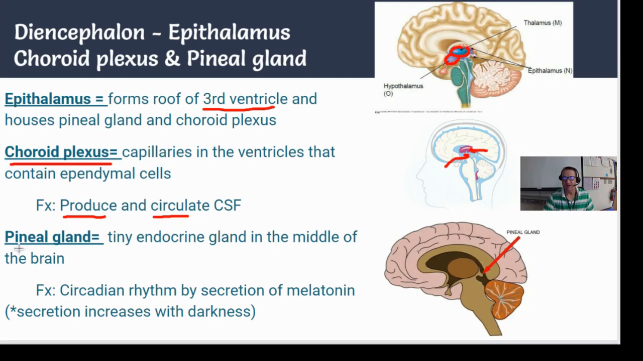All right, and also part of the epithalamus is the pineal gland. Pineal gland right here, just located posterior to the thalamus. Tiny little endocrine gland in the middle of the brain. And remember, it's what secretes what's called melatonin. So when it gets dark, your pineal gland will start secreting more melatonin. That's going to cause you to start getting sleepy, and eventually you go to sleep. All right, so that's the last part of the diencephalon, the epithalamus.